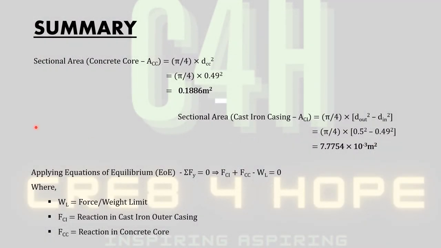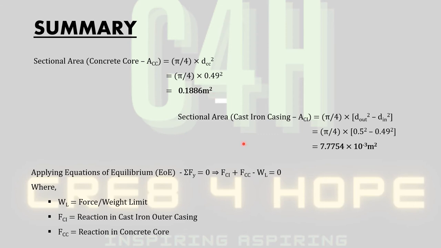So now that we've worked through the problem together, let's have a quick look at a summation of what we've just done. The first part is for us to calculate the cross-sectional area of the concrete core. We're denoting the area as ACC, and that's equal to pi over 4 times DCC squared. DCC is the diameter of the concrete core, which was given in the problem to be 0.49 meters. So that equates to pi over 4 times 0.49 squared, and that yields a result of 0.1886 meters squared.